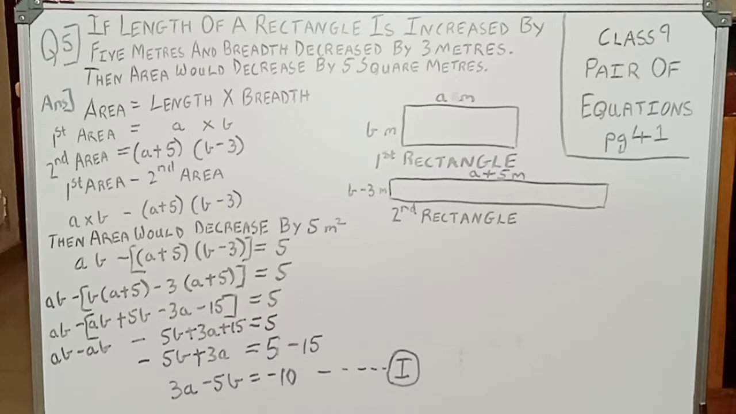The first half is: if the length of the rectangle is increased by 5 meters and breadth decreased by 3 meters, then area would decrease by 5 square meters. If you read this, you won't be able to understand anything.